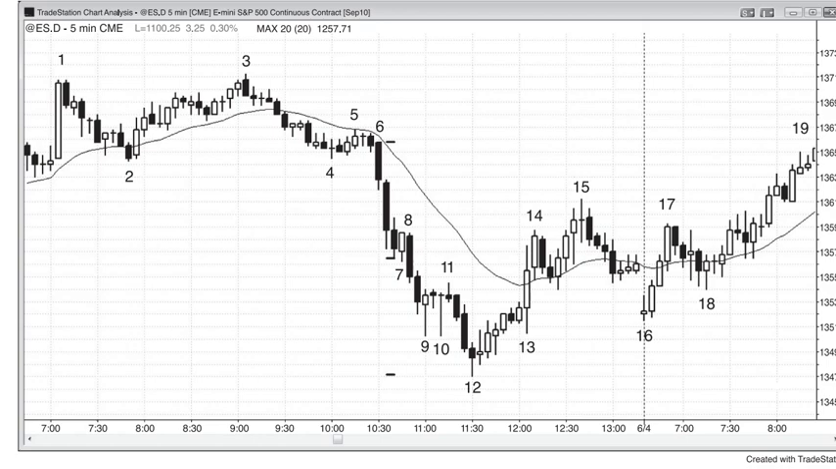Although the move up to bar 15 had 2 legs, it was mostly contained in a channel and therefore more likely to be a complex first leg in a larger two-legged pattern, which it was. The second leg up began on the bar 16 open of the following day.